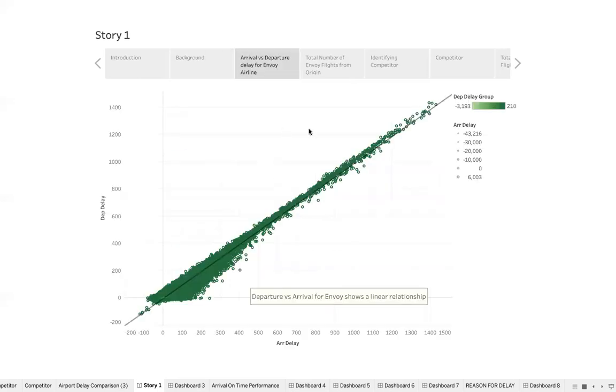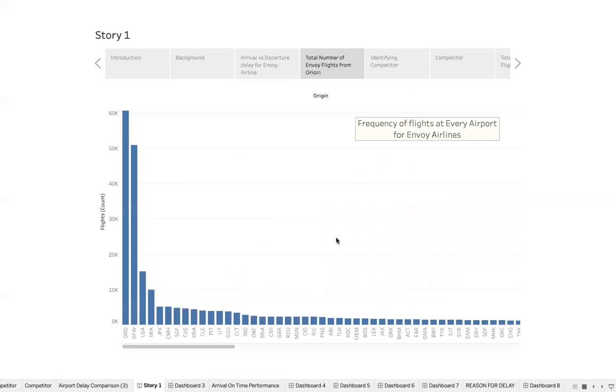So yeah, here in the first visualization, we have found the correlation between departure delay and arrival delay. As we can see, the departure delay and arrival delay show a positive linear relationship. That is, whenever there is a departure delay, we can also expect an arrival delay. And this is the total number of Envoy Air flights from origin. And we can see the top five airports are Chicago, Dallas, Los Angeles, Miami, and New York, JFK.